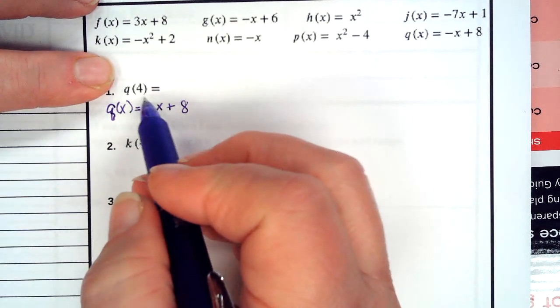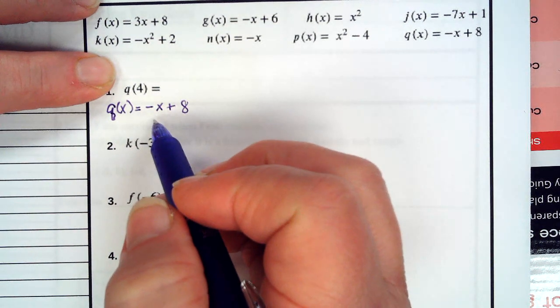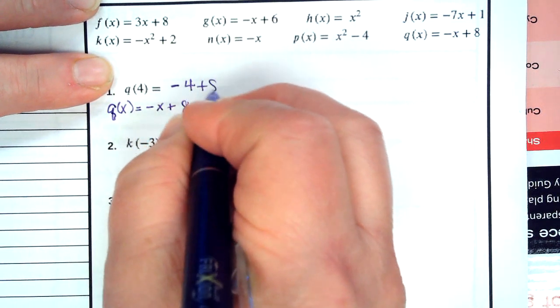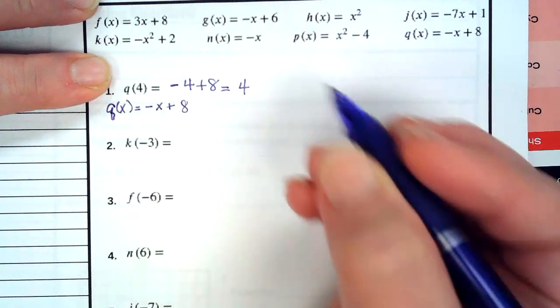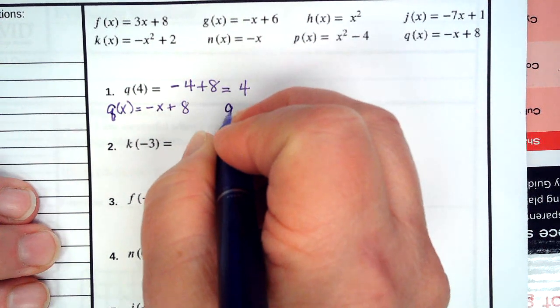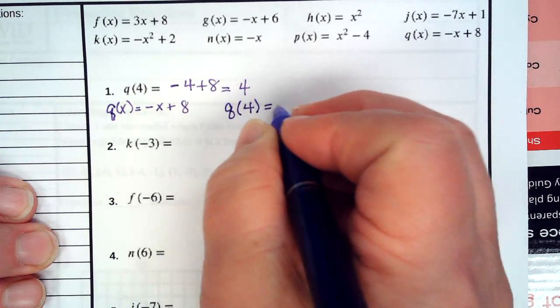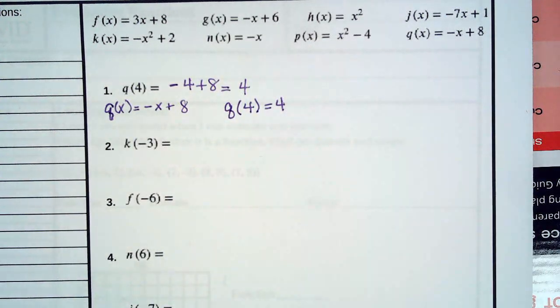Okay, but I'm starting with a positive 4. What is the opposite of 4? Negative 4 plus 8, and I get 4. So when I take my function q and I put 4 in for x, the output is also 4.